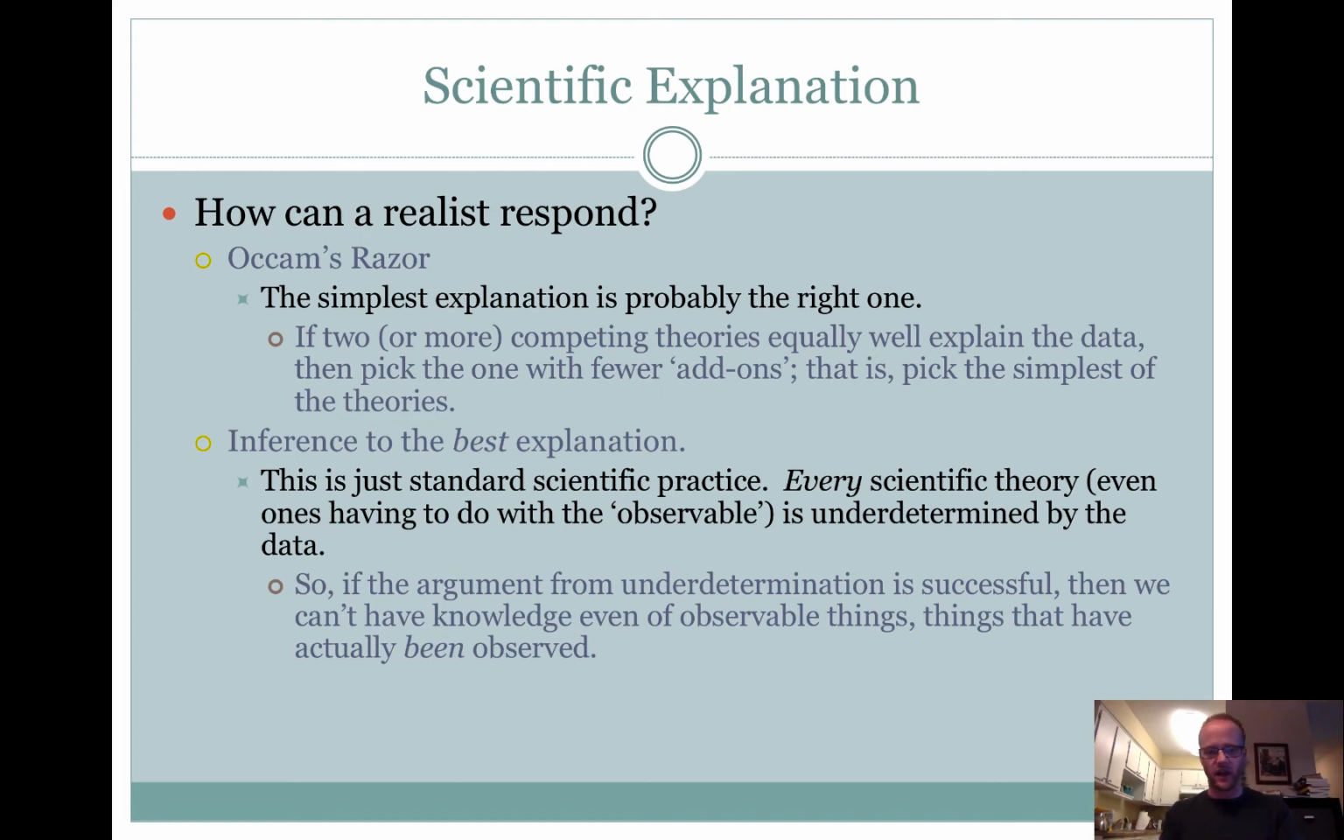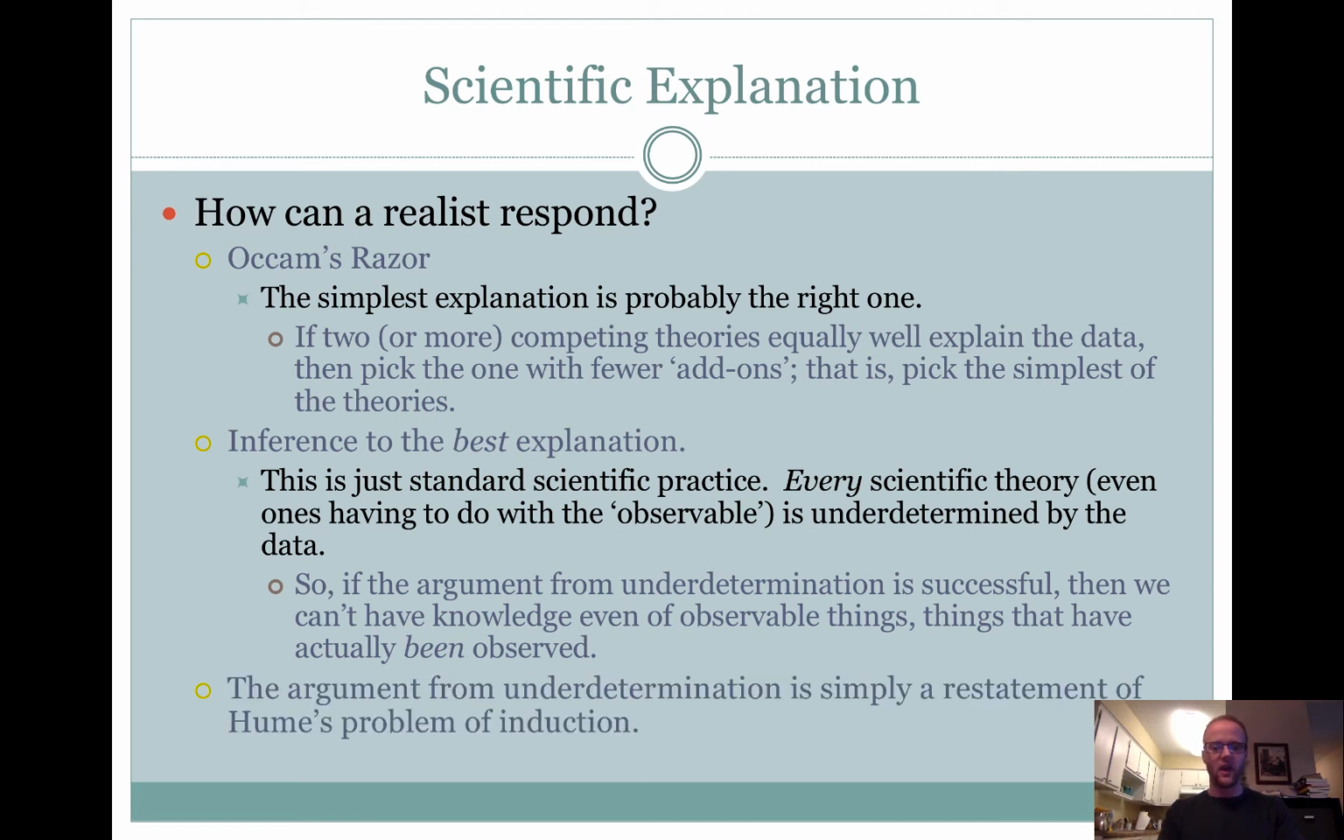Okay. So if the underdetermination argument goes through, it's not just a problem for science. The point is it's a problem for knowledge just as such. All right? And that's because it's just a restatement of Hume's problem of induction. Most of our knowledge is gotten through inductive inference. Okay? Knowledge about the world. If Hume's right, we can't know anything about the world. But I'm pretty sure Hume's wrong.